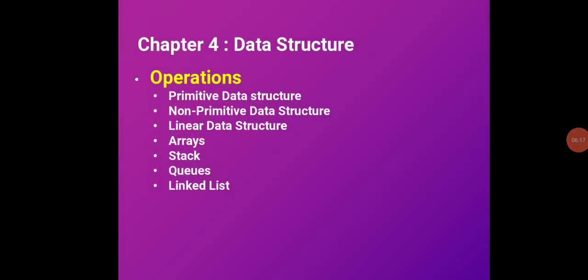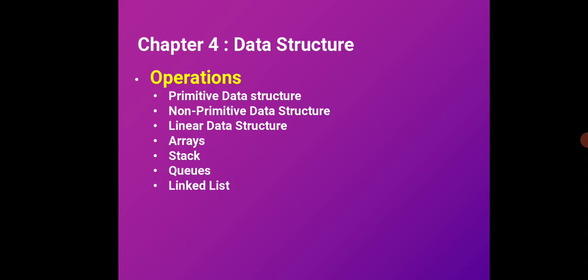Okay, next is the operations. What are the operations performed on primitive data structure? I think you know the operations performed on primitive data structure are create, destroy, select, update. Okay, these are the operations performed on primitive data structure.